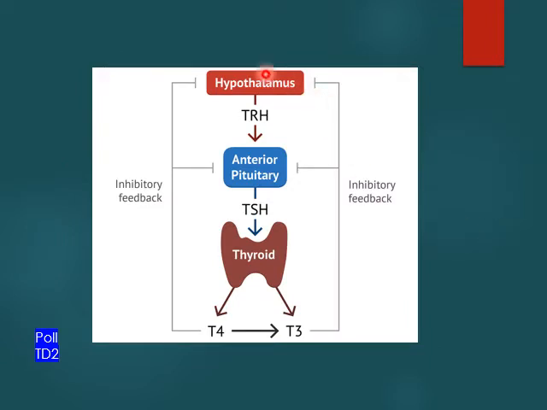This is the summary. Hypothalamus releases TRH, stimulates the anterior pituitary to produce TSH, which stimulates the thyroid to release T3 and T4. And these two, T4 and T3, have negative feedback on the anterior pituitary as well as the hypothalamus.